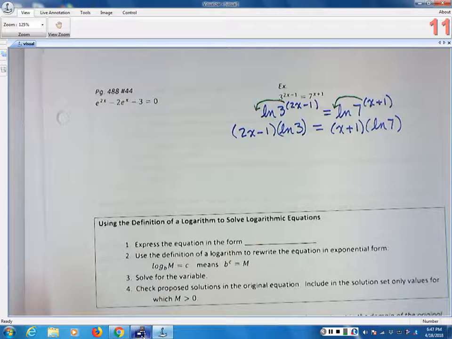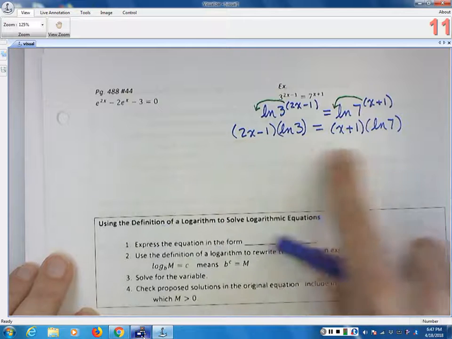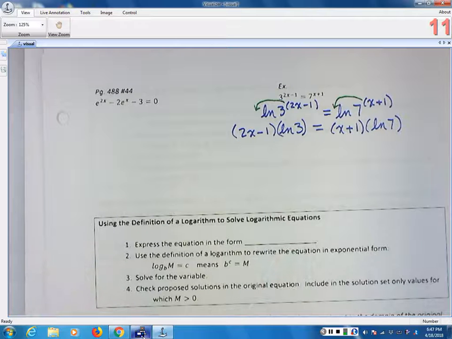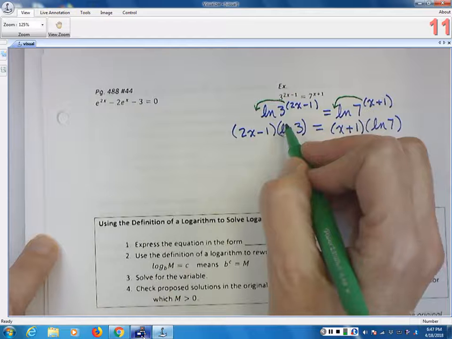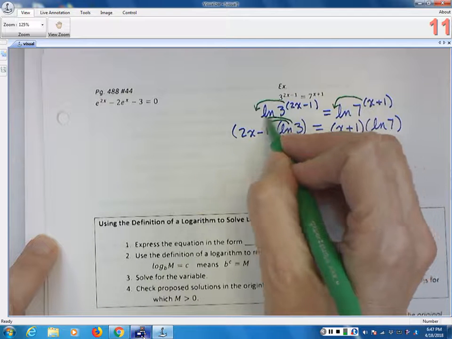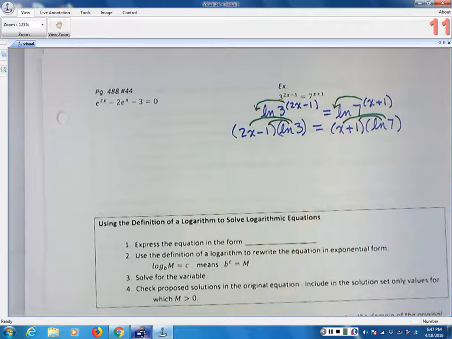Now we type natural log of 3 in our calculator. It's just a constant. But I want you to leave it as natural log of 3. It is a constant. So this is just a constant times that, and a constant times this. So we're going to distribute it. If you want, you can write the natural log of 3 in front, or we can make sure we just distribute it.